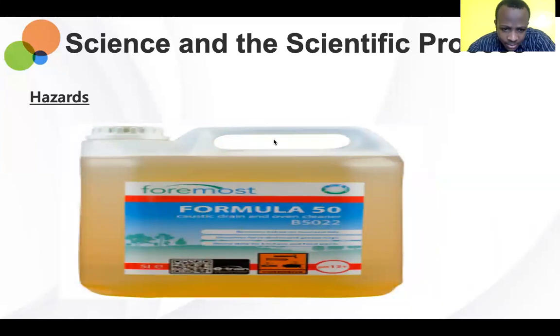Are we seeing any more here? What are we seeing on this bottle here? Corrosive. Right, corrosive, so we can see corrosive here. Of course, the reason why it's corrosive, right?